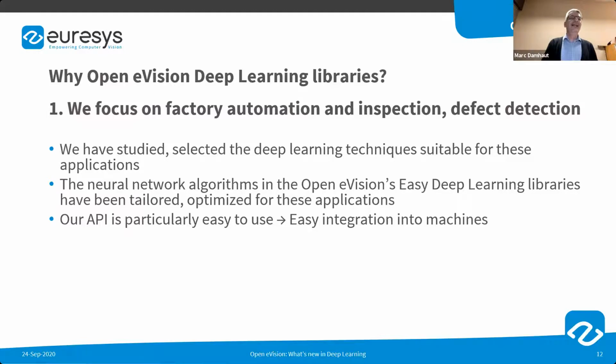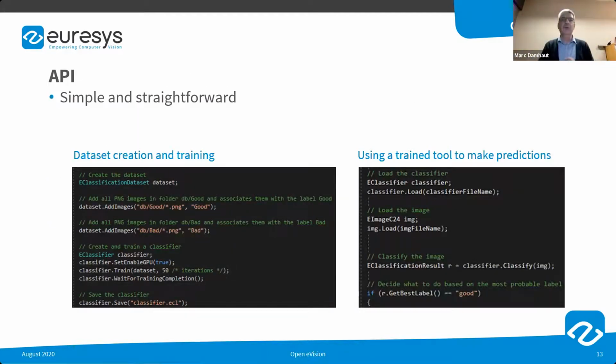And thank you, Peter. Why would you be interested in the Open eVision Deep Learning libraries? Because we focus on factory automation. The number one market of Euresis is in Asia, and we have a lot of applications in the semiconductor and electronic inspection. We have selected the deep learning techniques which are suitable for factory automation inspection and defect detection. And we have made an API, which is the set of functions, which is particularly easy to use and easy to integrate into machines. So this is part of the code that you can use for dataset creation and training.